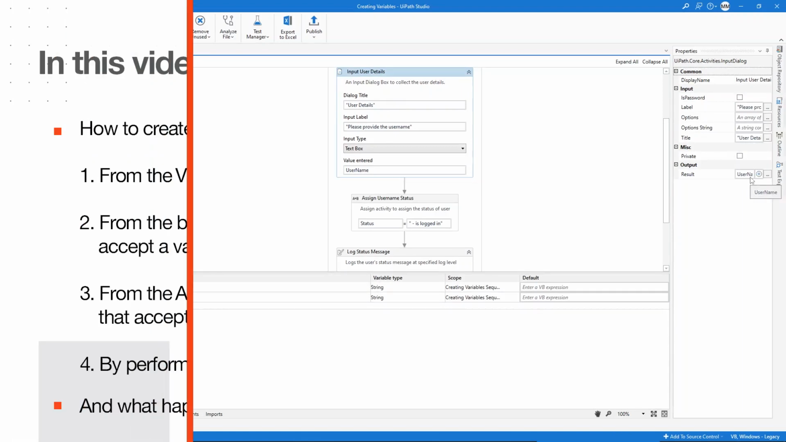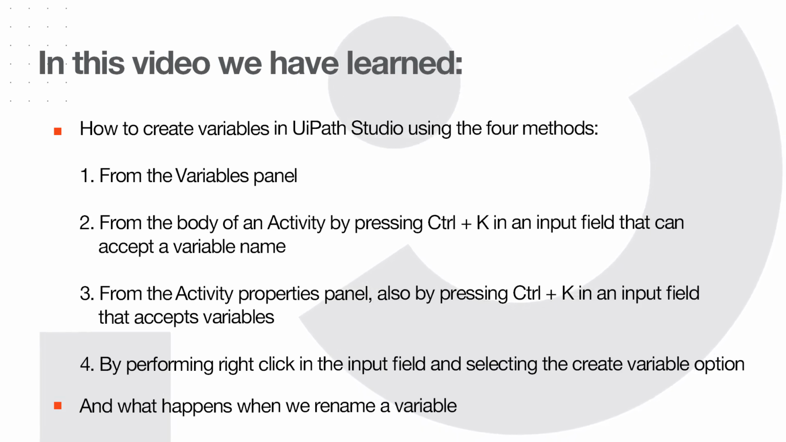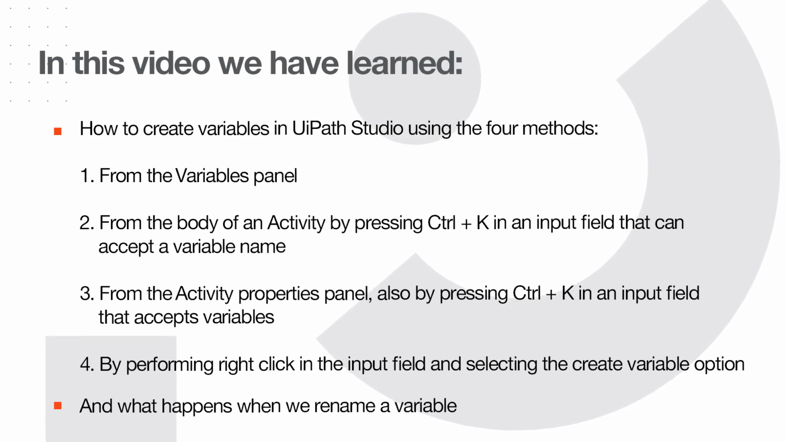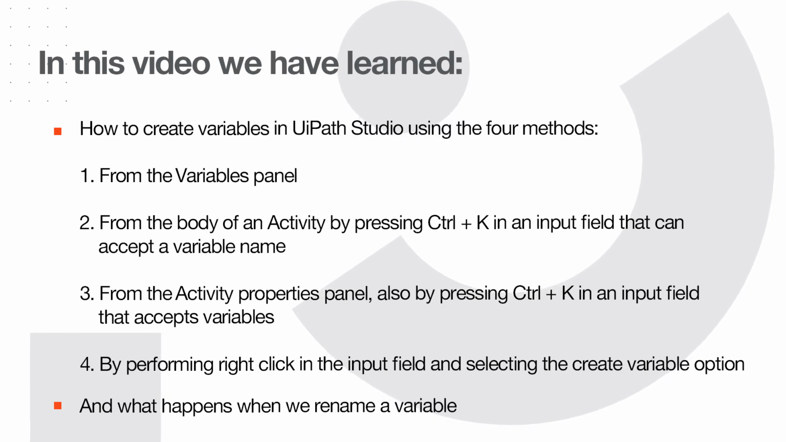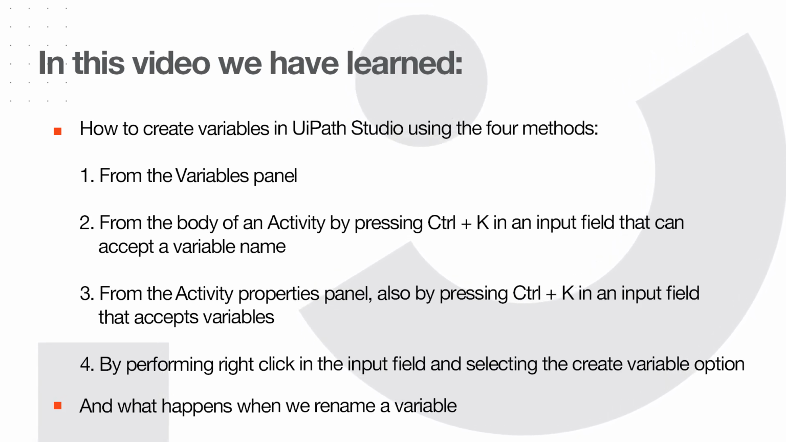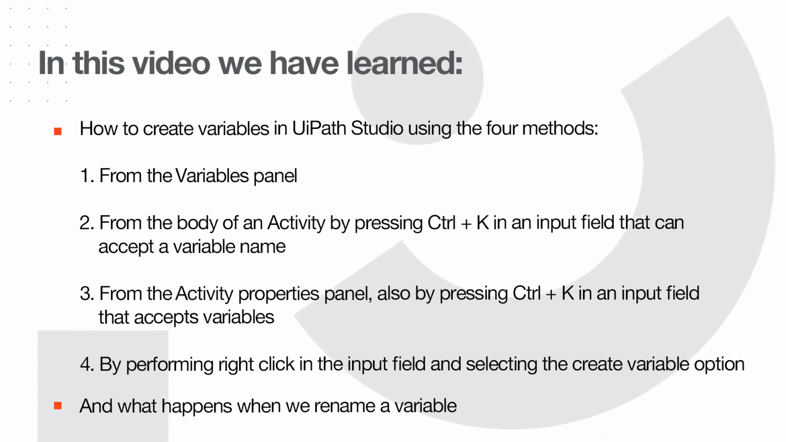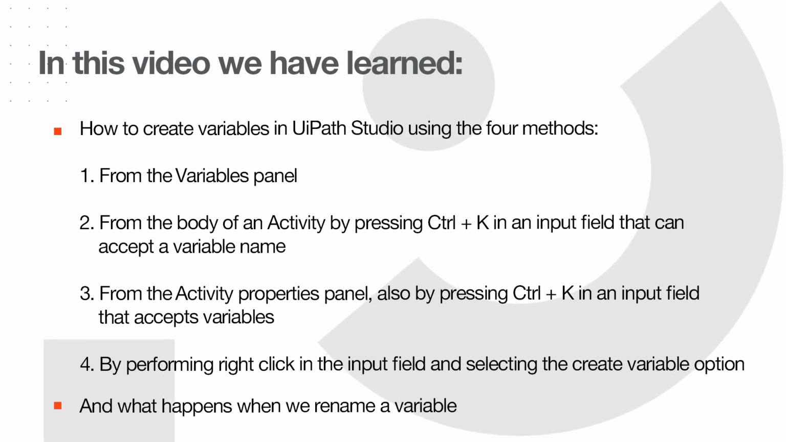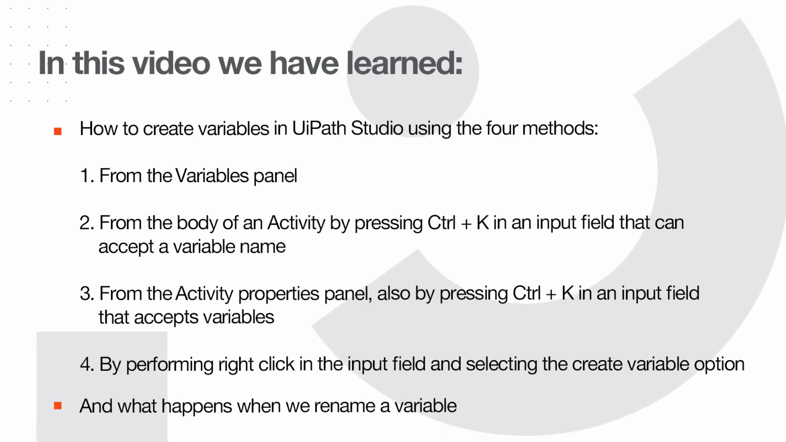A quick recap of the demo. In this video, we've learned how to create variables in UiPath Studio using the 4 methods. 1. From the Variables panel. 2. From the body of an activity by pressing Ctrl+K in an input field that can accept a variable name. 3. From the Activity Properties panel, also by pressing Ctrl+K in an input field that accepts variables. 4. By performing right-click in the input field and selecting the Create Variable option.